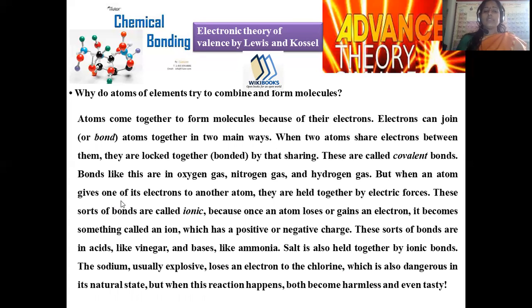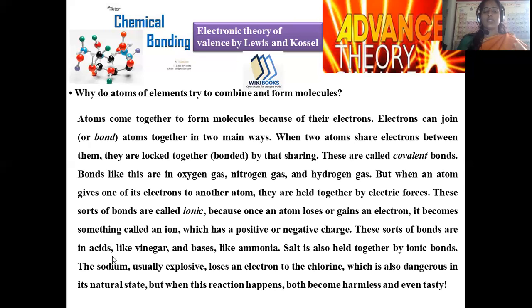But when an atom gives one of its electrons to another, they are held together by electrostatic forces. This is another strategy of bond formation, where complete shifting of electrons from one place to another, that is called a transfer of electrons. This sort of bond is known as an ionic bond, and ions are held together by electrostatic forces, because one atom which is losing electron is assigned the positive charge, and the one which is seeking electron is assigned the negative charge.